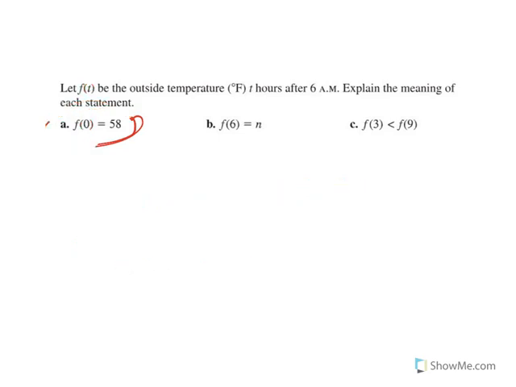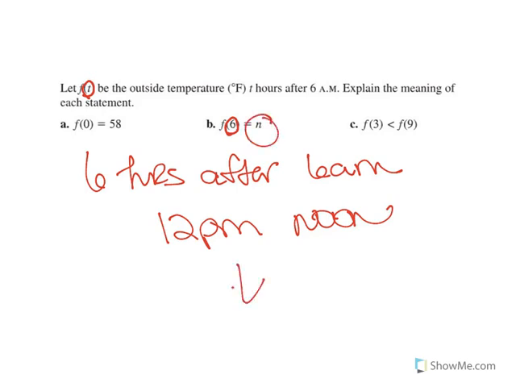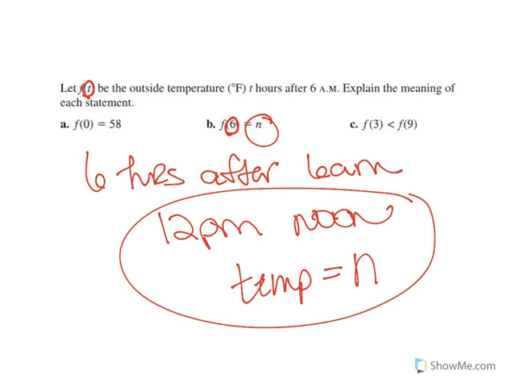Okay, so then this second one, f of 6, so 6 replaces our t, which means 6 hours after 6 a.m., which would be 6 plus 6 would be 12, so that would be 12 p.m. or noon. Okay? And at noon, our temperature is, we don't know. So at noon, the temp equals N. Okay, so that's your answer right there.